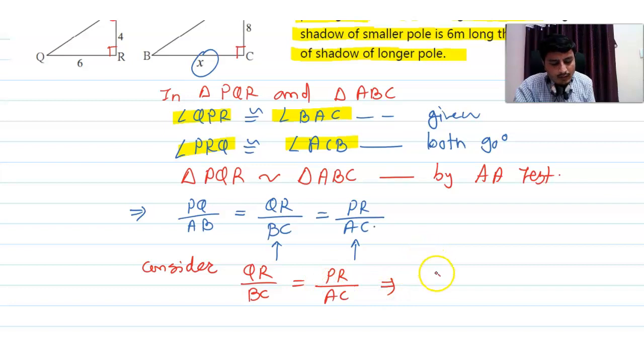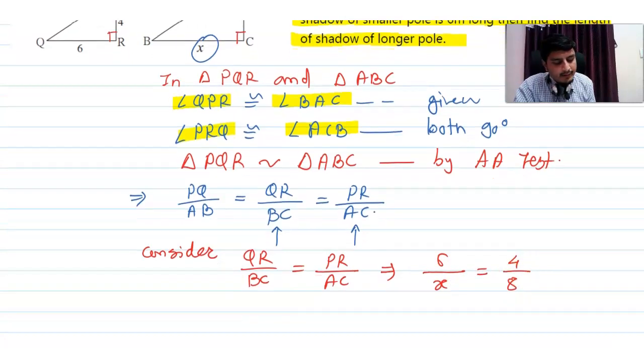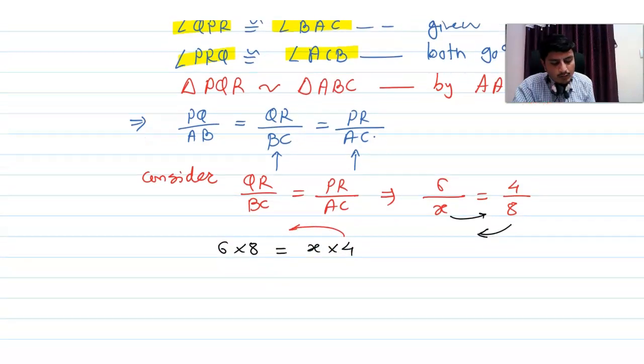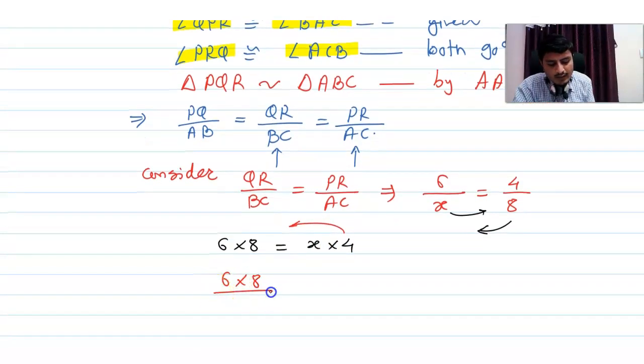What is the value of QR? We have 6. BC is X, that equals PR, which is 4, and AC value we have 8. Now to evaluate the value of variable X, shift 8 and X from LHS to RHS and RHS to LHS, so that we get 6 into 8 equals X into 4. To evaluate the value of X, shift the 4. 4 is the multiplier, after shifting it will become a divisor to 6 into 8.